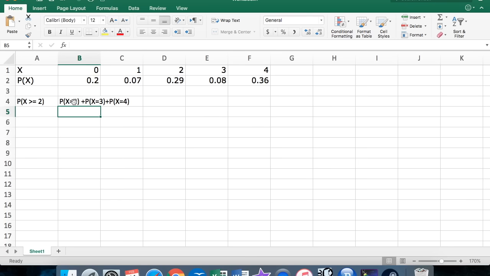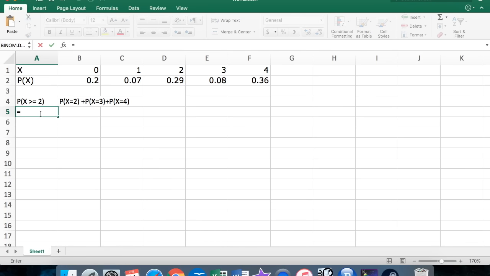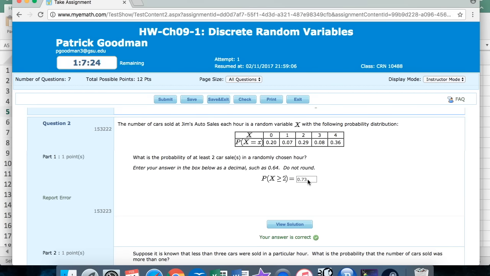Here we have x is 2, so we take this probability and sum it with the probability that x is equal to 3, and with the probability that x is equal to 4. All you have to do is sum, click on the probability that corresponds to x equal to 2, and then sum all the other ones too. This would be at least 2, because we have 2, 3, and 4. Close that off, and our probability is 0.73. I would copy it and paste it into this box. I already did this problem a while ago, so it's already there.